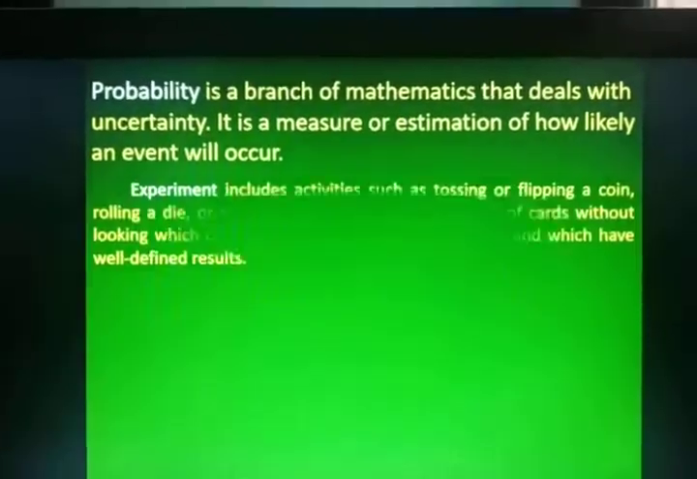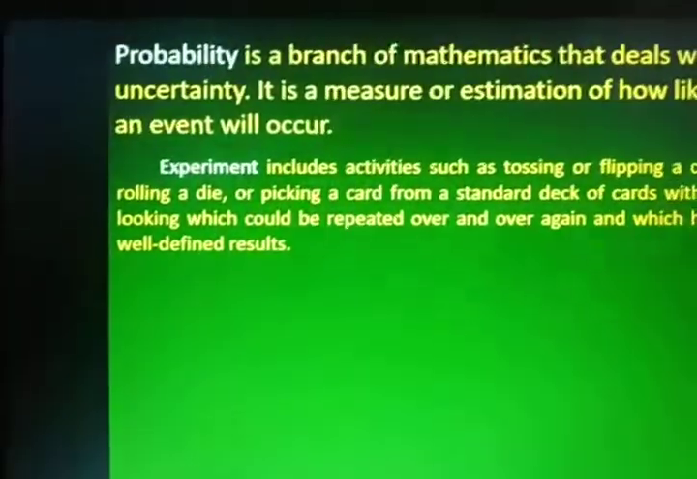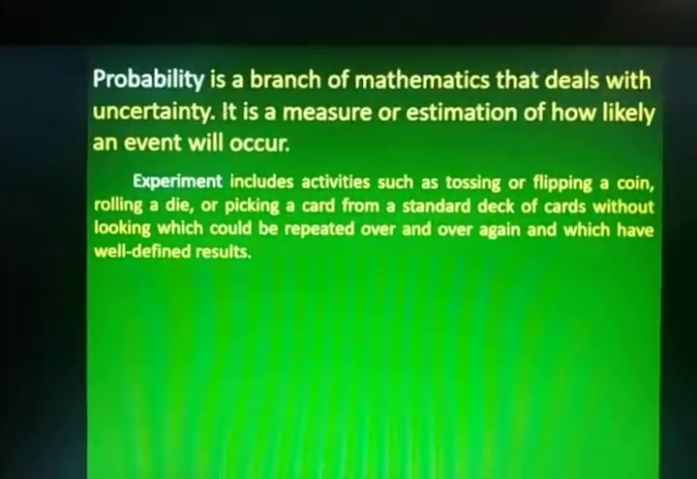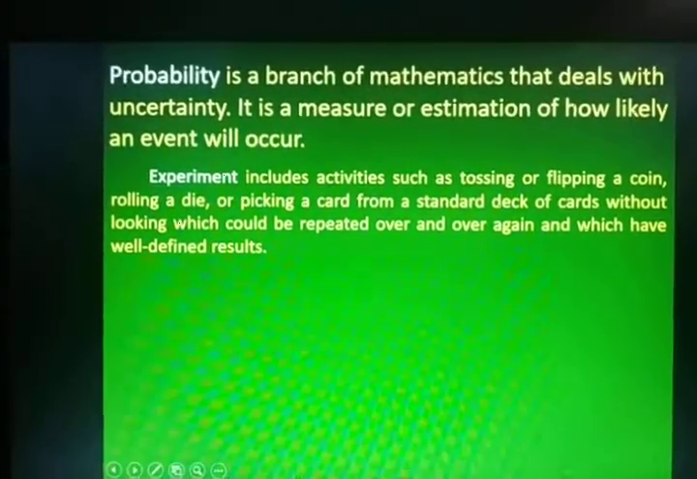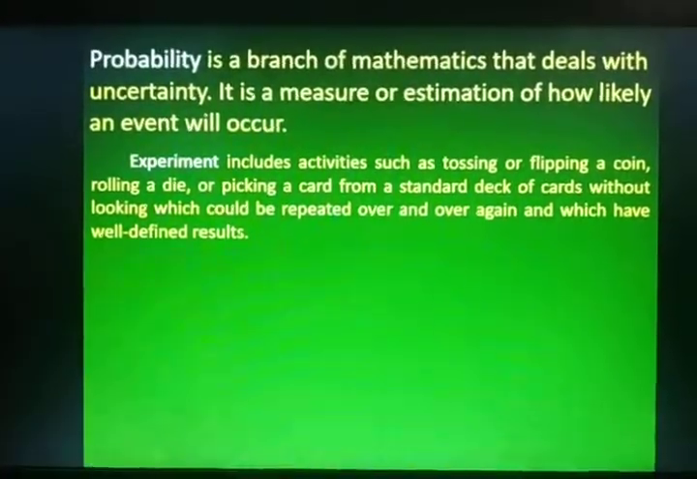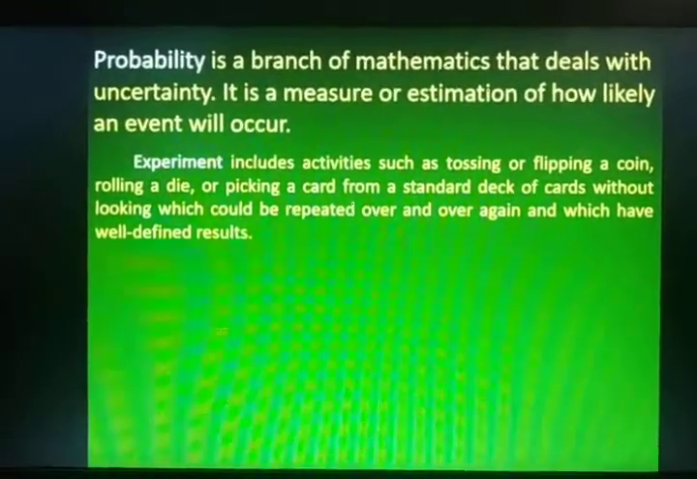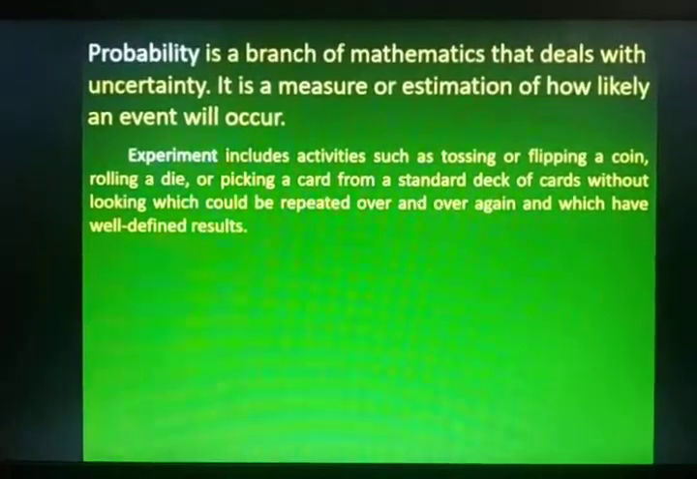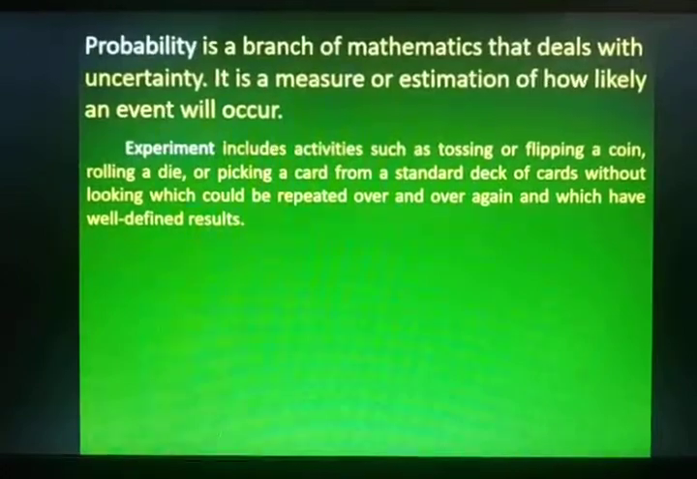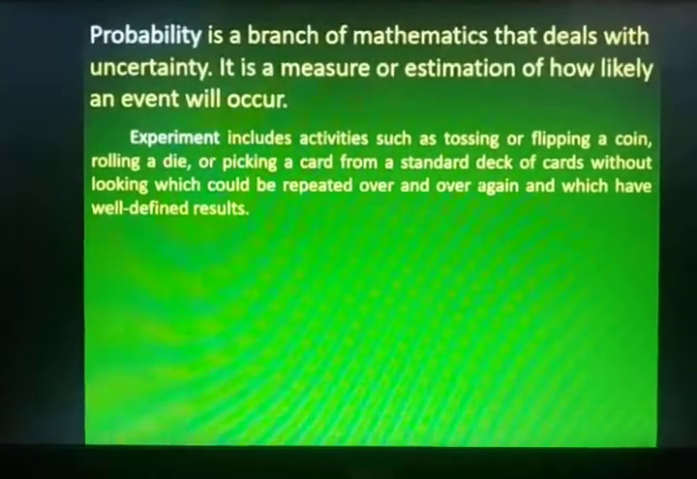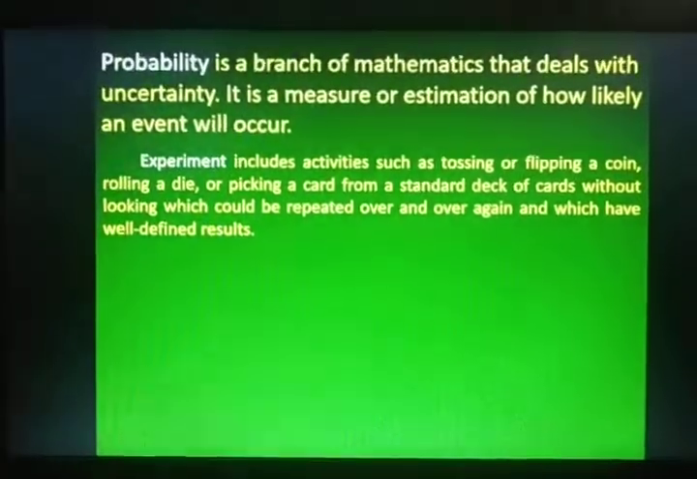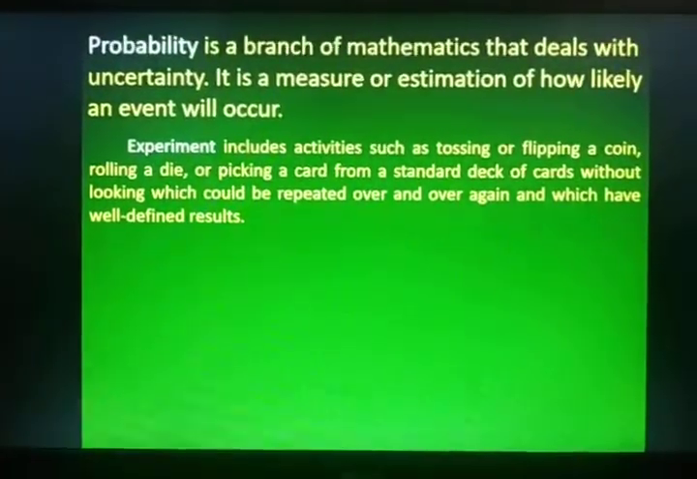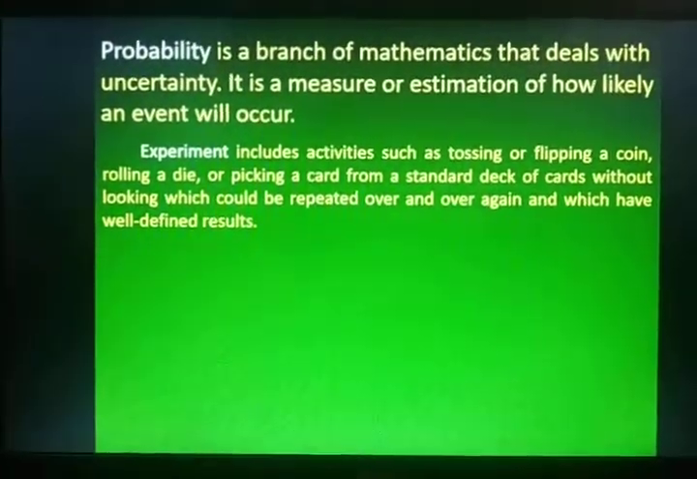Let me define to you the important things you have to know about probability. We have experiment. Experiment includes activities such as tossing or flipping a coin, rolling a die, or picking a card from a standard deck of cards without looking, which could be repeated over and over again and which have well-defined results. So when you do activities such as that, we call it an experiment.